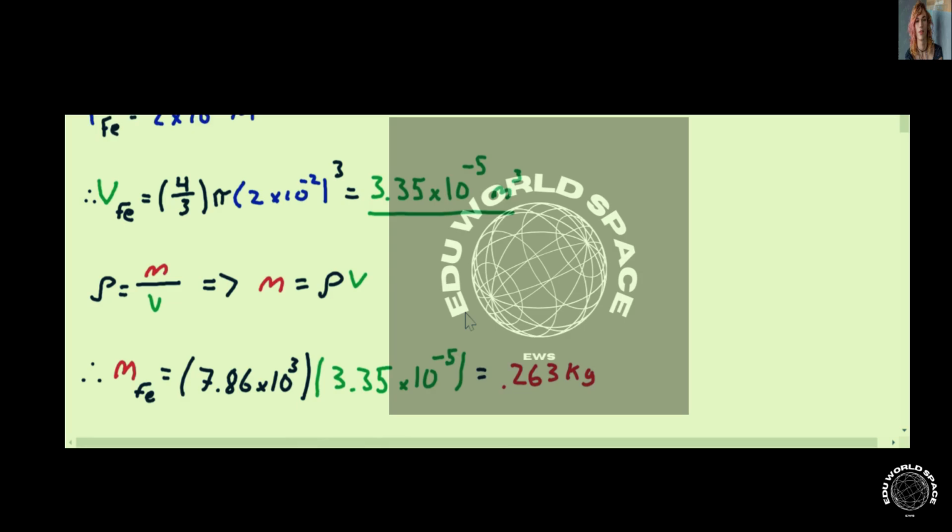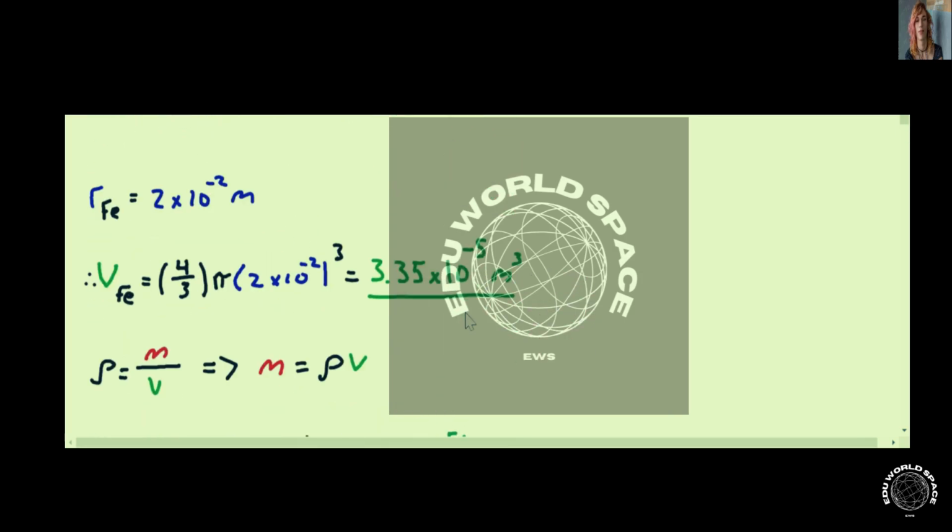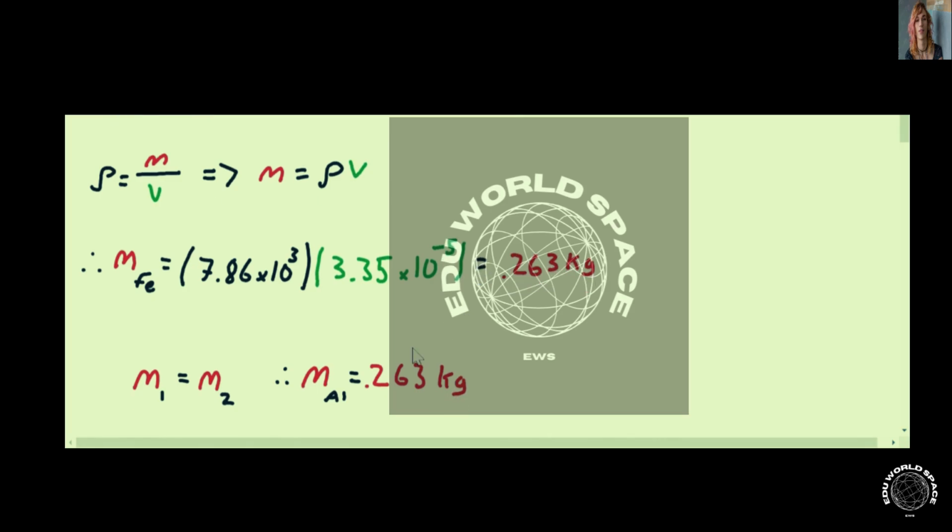Now that we have the mass of our iron sphere, what we need to say next is to equate that to the mass of our aluminum sphere, because this is what's going to keep them balanced on a scale like the problem suggests. So we can say that the mass of the aluminum is also 0.263 kilograms.